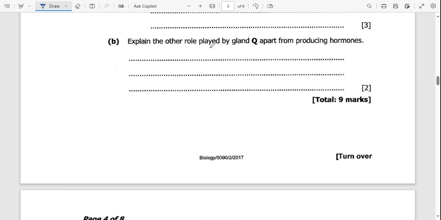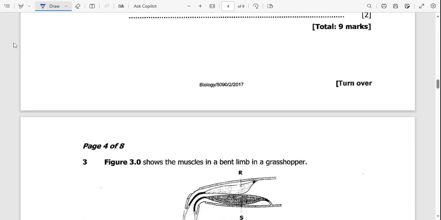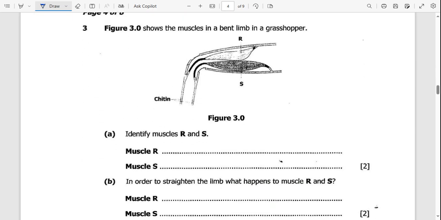Explain the other role played by gland Q, which is the pancreas, apart from producing hormones. It also produces enzymes. And these enzymes are involved in the digestion of lipids, carbohydrates, and also proteins.